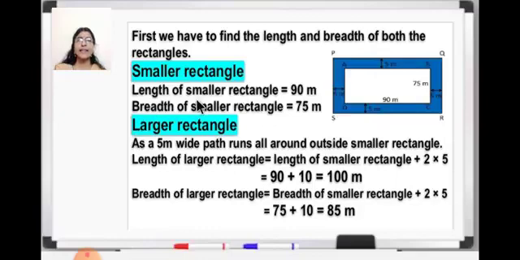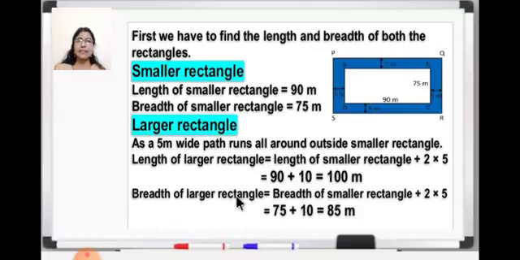So the smaller rectangle has length 90 meter and breadth 75 meter. Now for the larger rectangle, you can see this path is 5 meter wide on all sides. So the length of the larger rectangle will be the length of the smaller rectangle plus 2 into 5, or you can write 5 plus 5. The length of the smaller rectangle is given as 90 meter. So 90 plus 2 into 5 is 10. So 90 plus 10 is 100 meter. So we got the length of the larger rectangle as 100 meter.